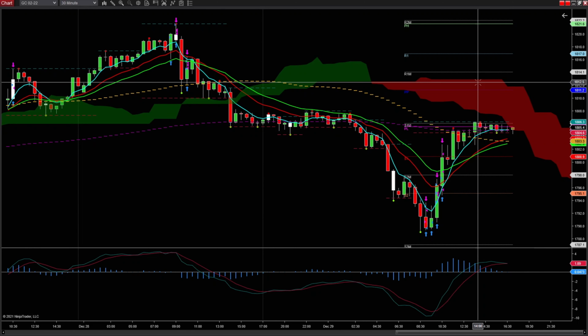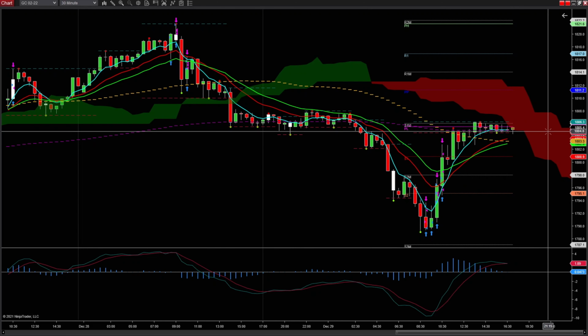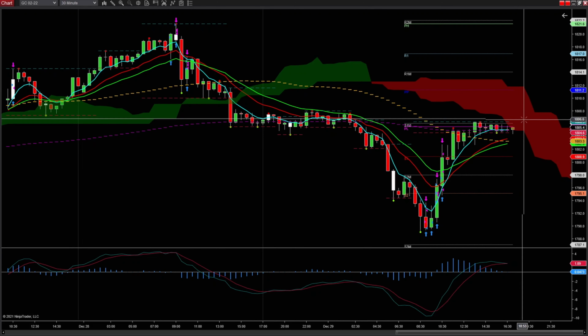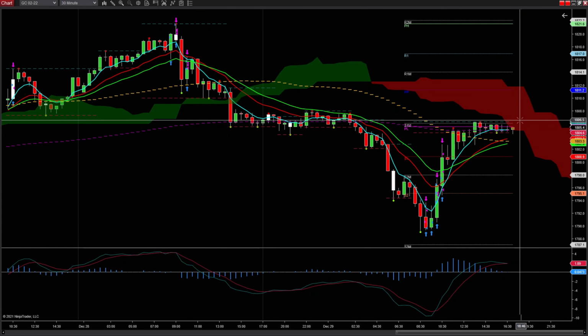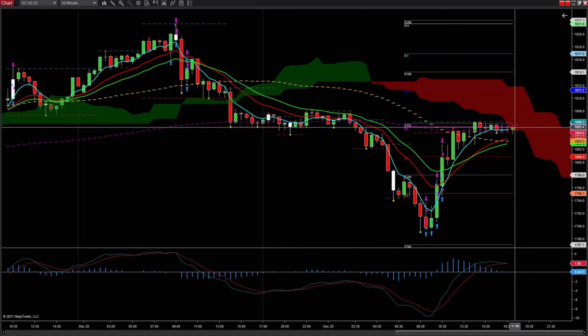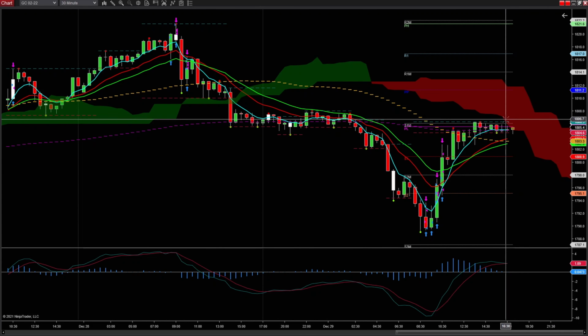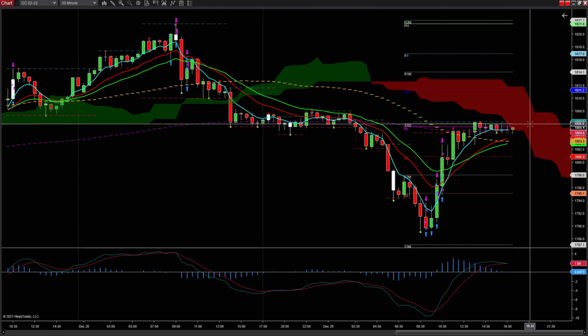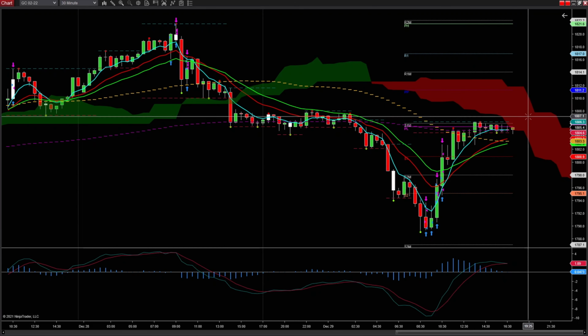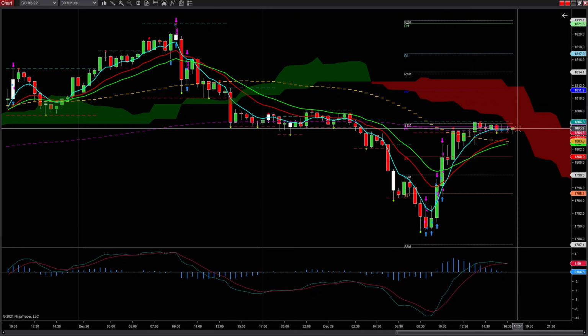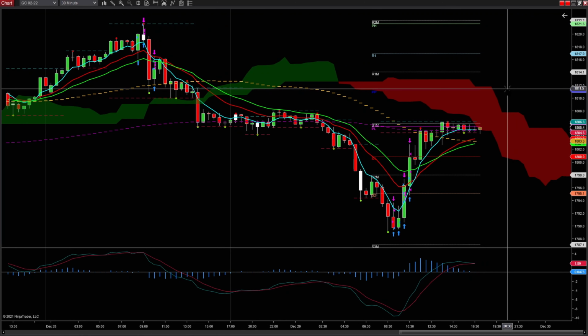So this one here, it's a congestion area. So it seems that there could be some congestion tomorrow, meaning that we could stay in this channel until we go through this cloud, maybe to the upside or bounce back below. So we'll see.